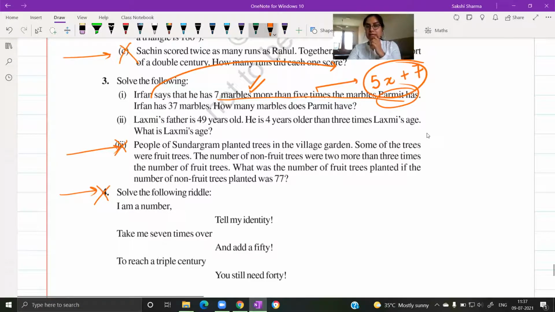But further they are saying कि ये जो answer आता है, this is equal to 37. The actual number of marbles which Irfan has is 37. So 5x plus 7 ये जो expression बना, this is equal to 37. Correct, Sumaira. Very good.